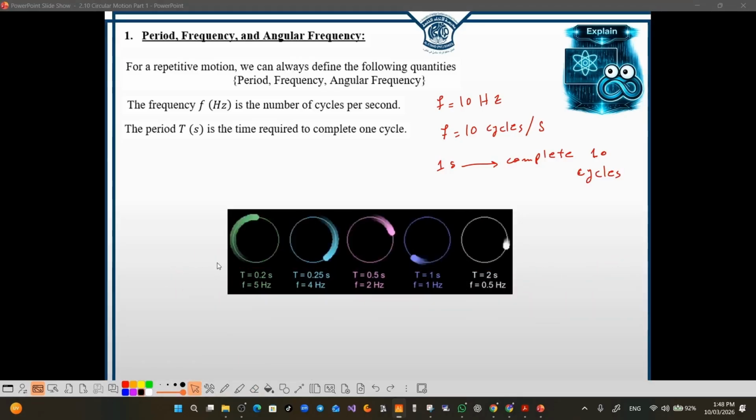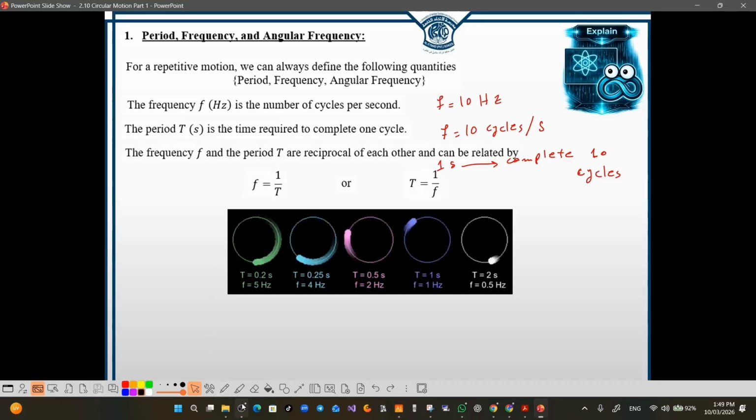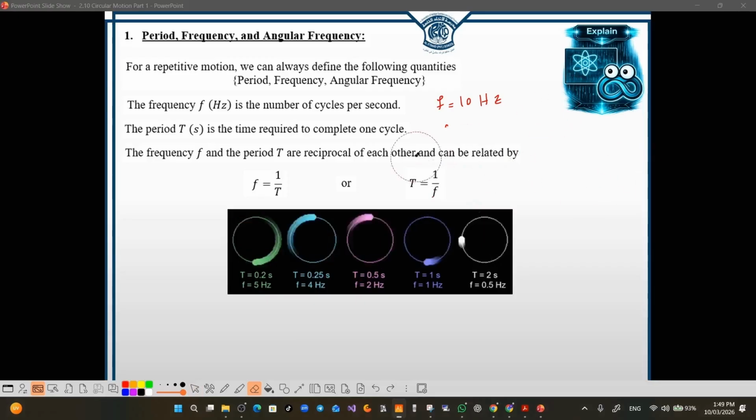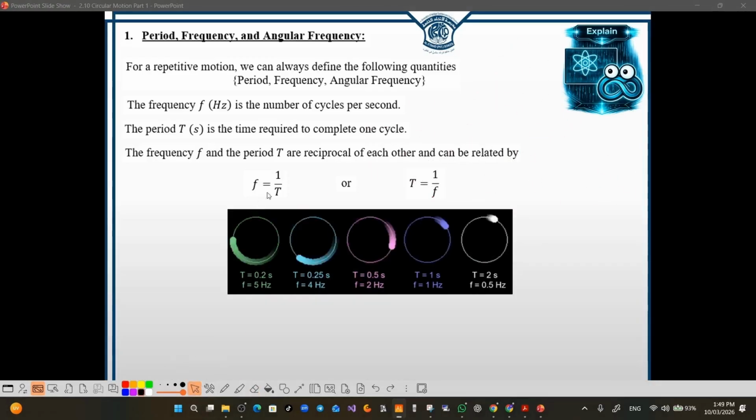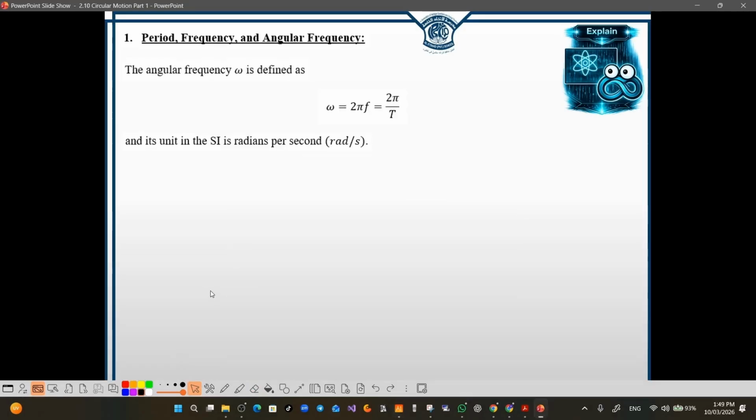This opposite, or let's say inverse, relationship between period and frequency can be described mathematically: the frequency is 1 over the period and the period is 1 over the frequency. Now, the angular frequency is defined to be omega equals 2 pi f, or 2 pi over T.